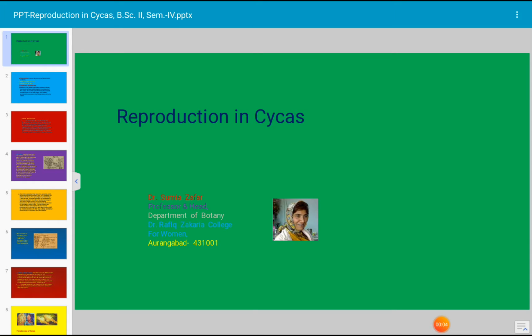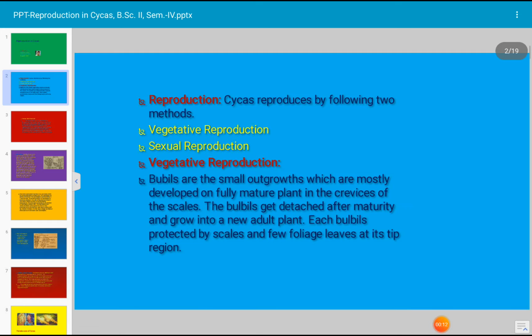Today's topic for discussion is reproduction in cycas. Cycas is a gymnospermic plant. Let us see the reproduction in cycas. The cycas plant reproduces by two methods, that is, vegetative reproduction takes place and sexual reproduction also takes place in cycas. Let us see the vegetative reproduction in cycas.